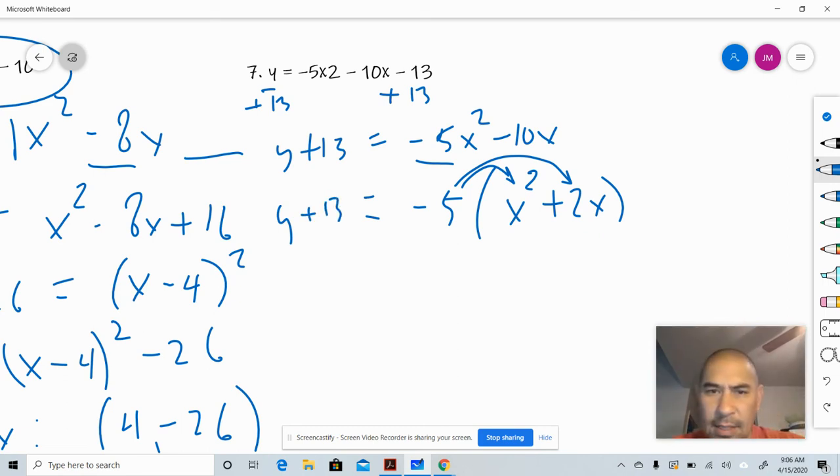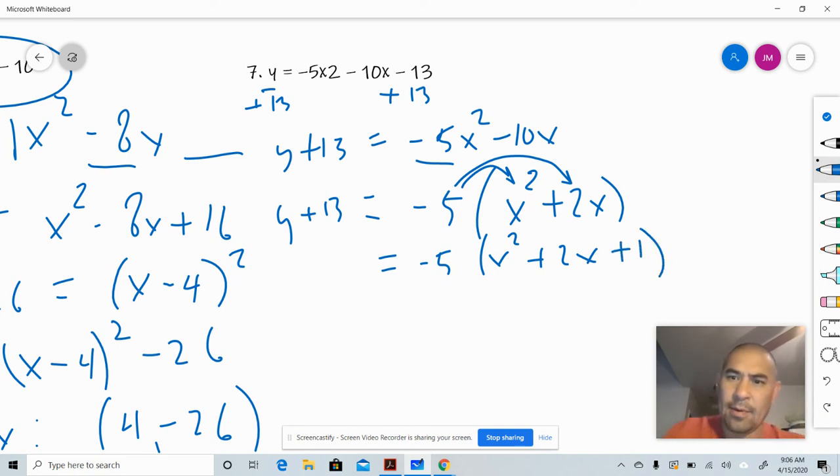Okay, so new c value, -5 times x squared plus 2x. If I do b divided by 2, I'll have 2 divided by 2, which is 1, and when I square it, I'll get plus 1. But really what I'm doing when I add that 1 is I'm taking -5 times that 1, so there's a total of -5 getting added to this right-hand side. So what I have to do on the left side is do y plus 13 minus 5. So that matches the -5 on both sides.